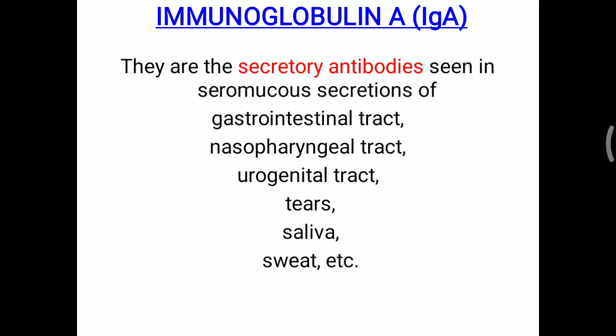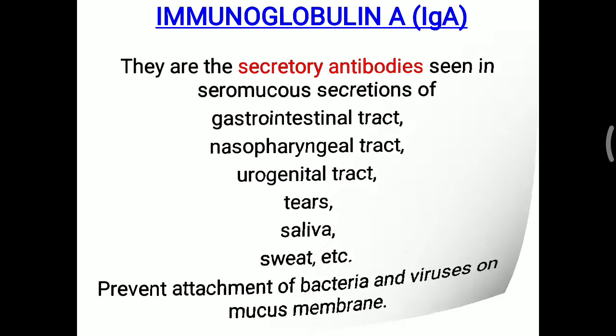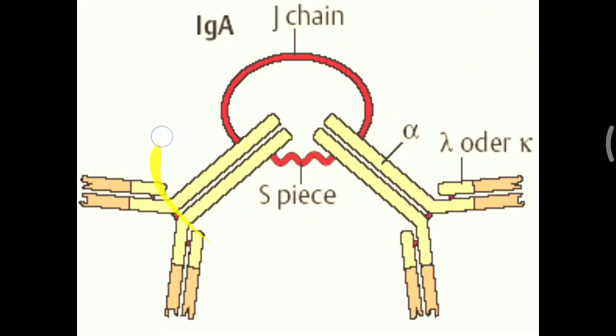Basically, this immunoglobulin is present in body secretions, and the basic purpose is to prevent attachment of bacteria and virus on the mucous membrane of the GI tract, nasopharyngeal or urogenital tract. So by these particular antibodies, they are helping to prevent entry of any bacteria or virus through this mucous membrane.